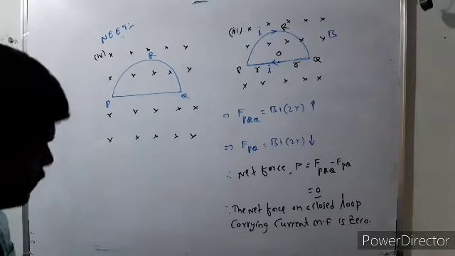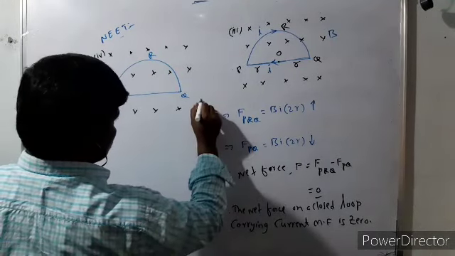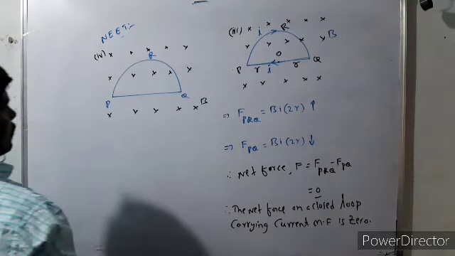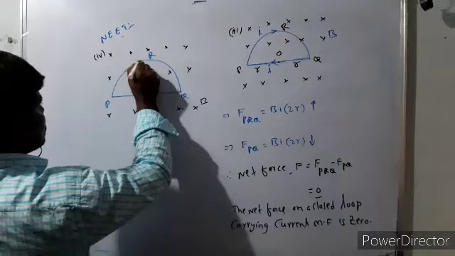Magnetic field. This mark shows the magnetic field inward. That B is the strength of the magnetic field in this region. Now let I be the current.